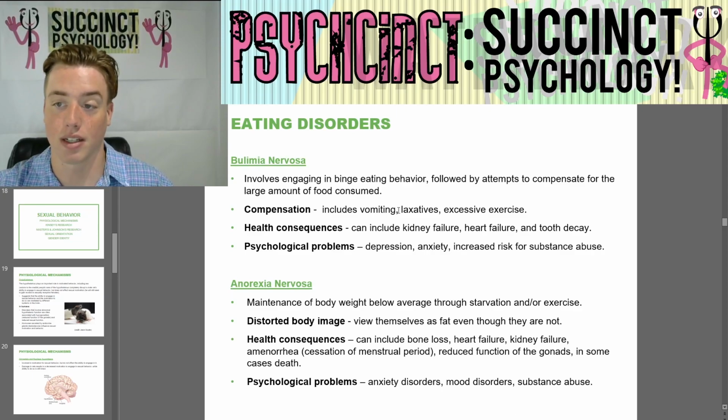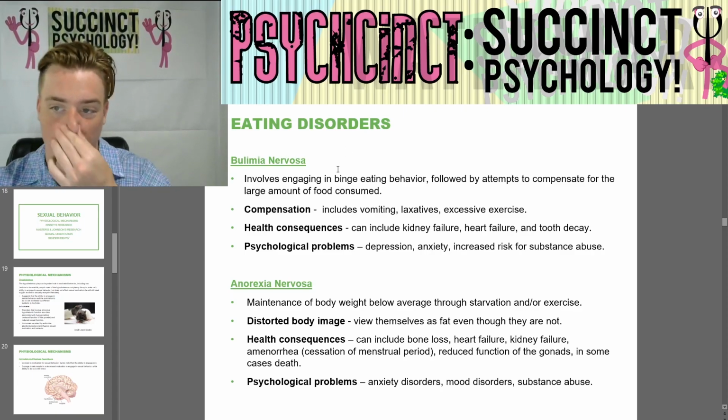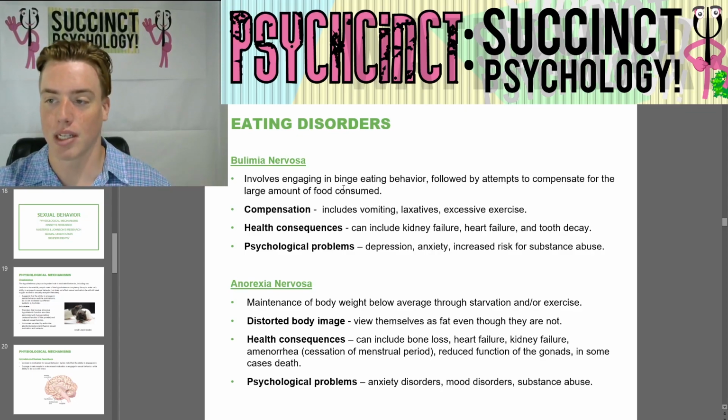So a good way to remember the difference between these two is bulimia. I don't know why, but it makes me think of binging. Like bowl binge. So bulimia nervosa, you engage in binge eating behavior and then you try and compensate for it. Anorexia nervosa is you just starve yourself and you over-exercise, so you're underweight.